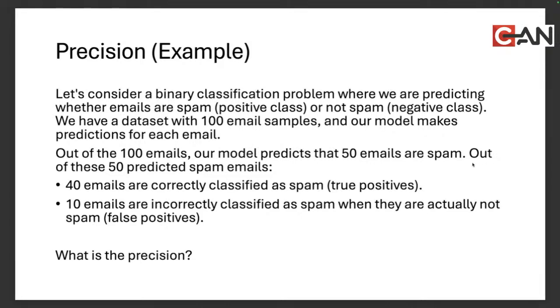All right, so here's precision. Out of 100 emails, so this is the same example, you have 100 emails. Our model predicts 50 are spam. And out of these 50 predicted spam emails, 40 are correctly classified as spam, and 10 emails are not spam. Those are our false positives. What is the precision?